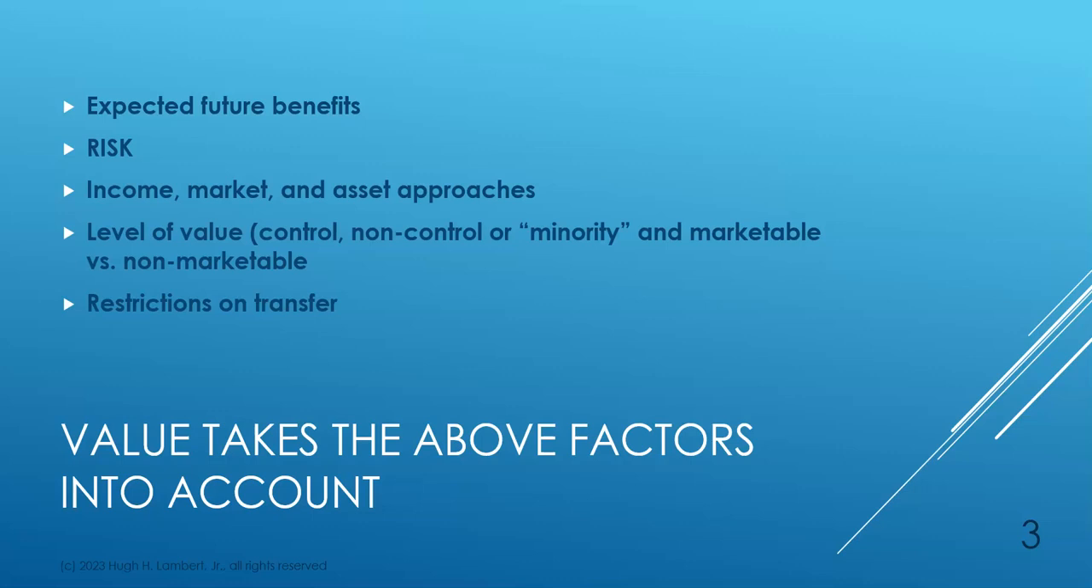There are three broad methods that we'll talk about. This is now on the third bullet point, the income, market, and asset approaches, and we'll go into more detail on each of those in a future lesson. But basically, the income approach says that the value of an asset is a function of the income it's expected to generate. The market approach says the value of an asset is the value, or very similar to, all the market data that shows similar assets being priced.